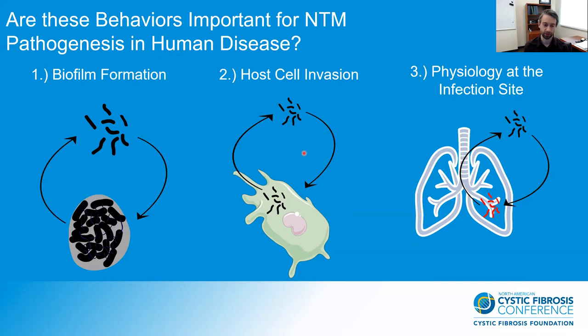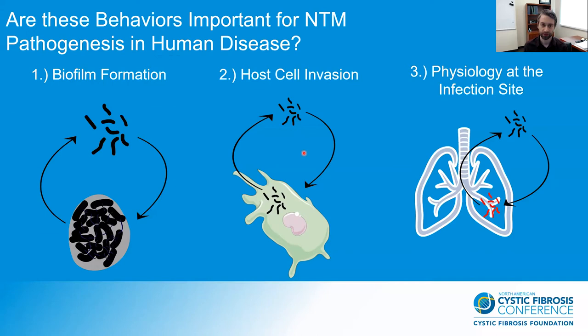We need to understand if these things are going on during a human infection in CF, so we really need some really great in situ characterization of the infection environment in order to understand which of these we should start designing specific therapies for, and which of these correlate with clinical decline.